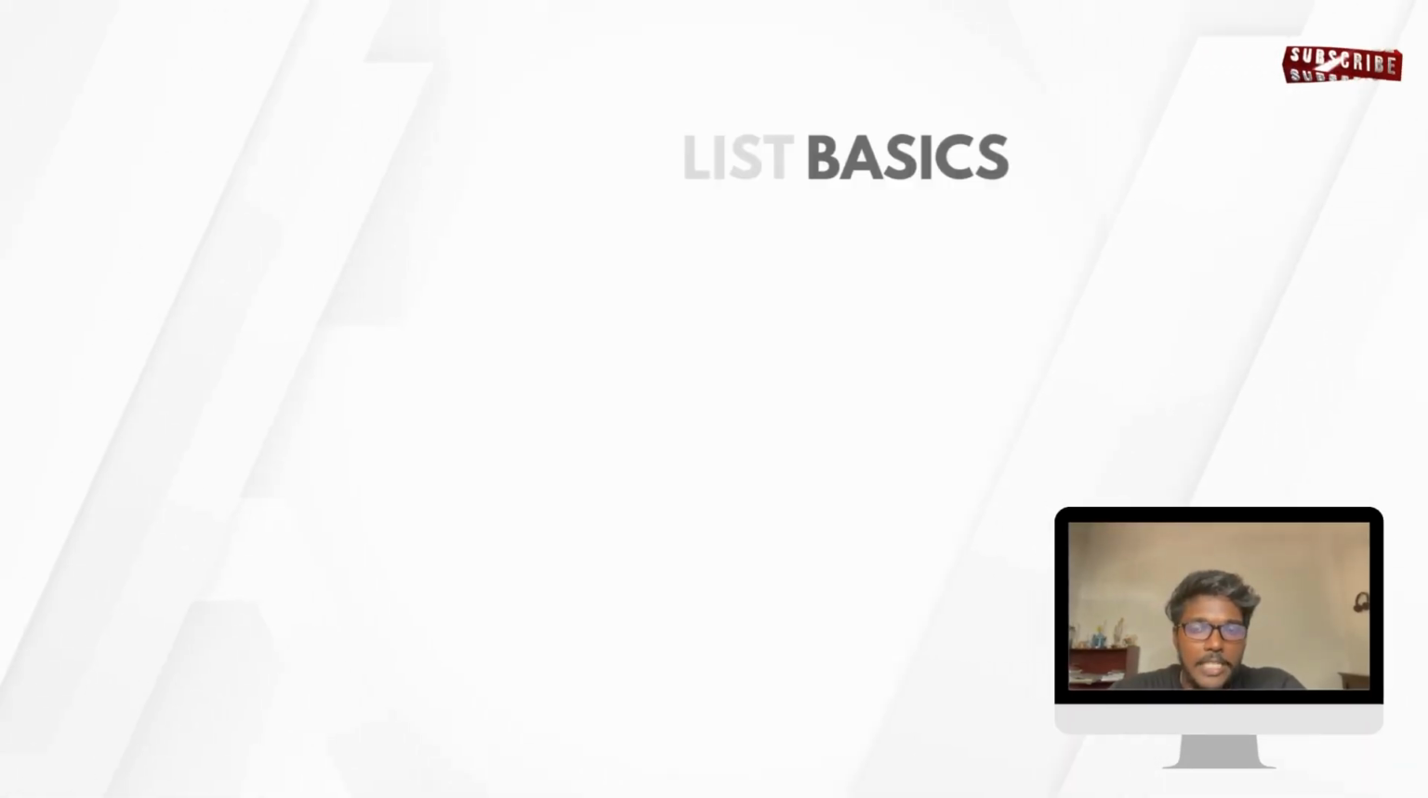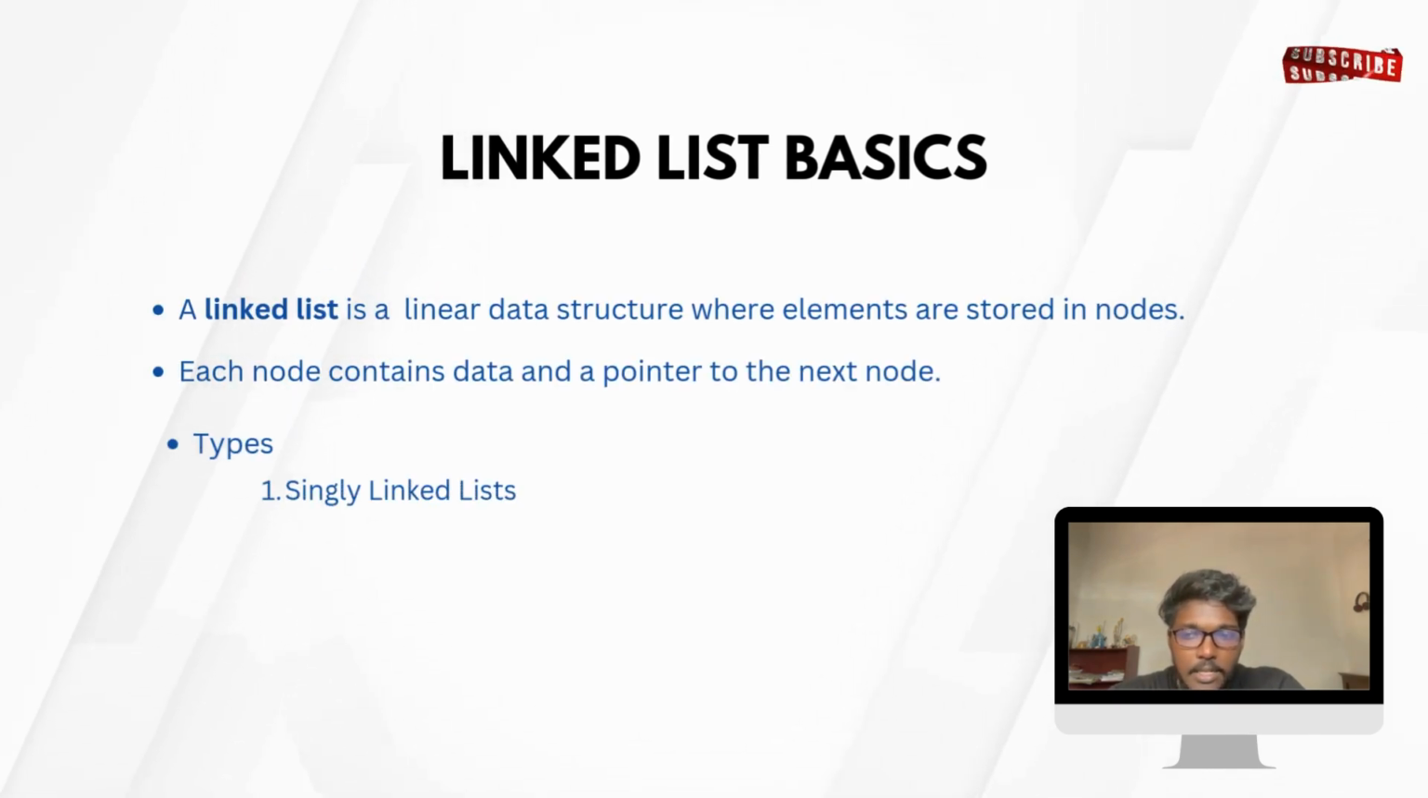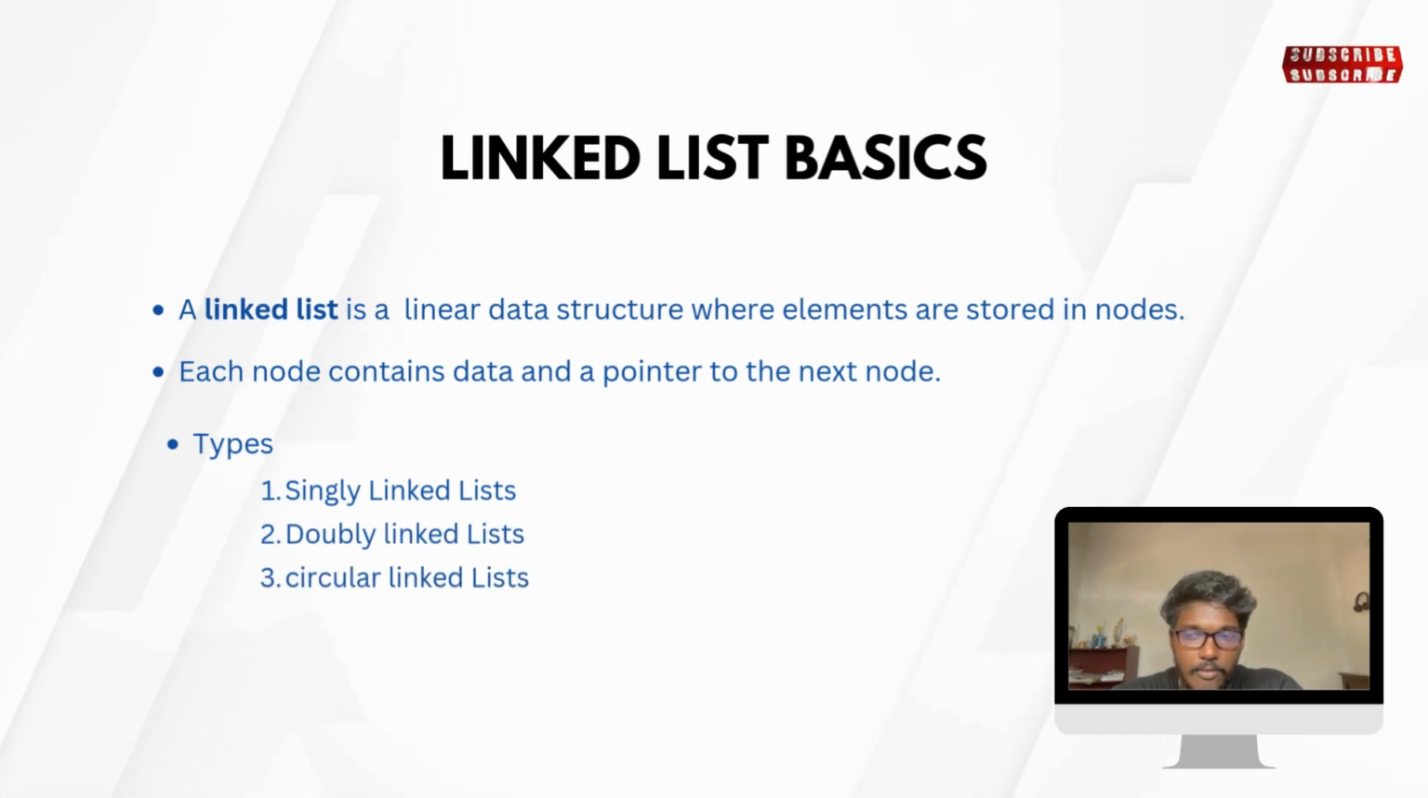First, let's recap what a linked list is. A linked list is a linear data structure where elements called nodes are connected via pointers. Each node contains data and a pointer to the next node. There are different types of linked lists: singly linked lists, doubly linked lists, and circular linked lists.